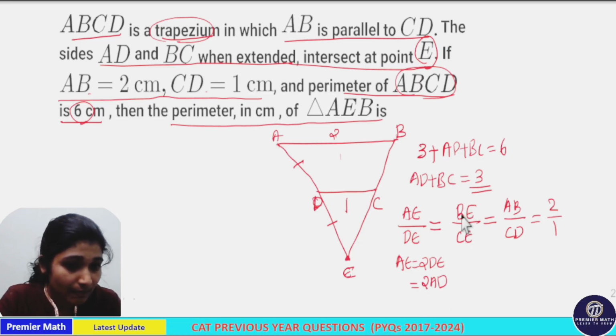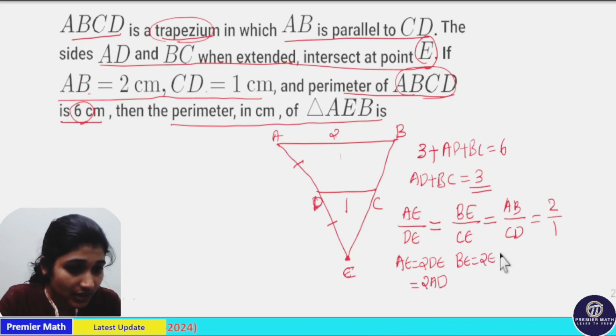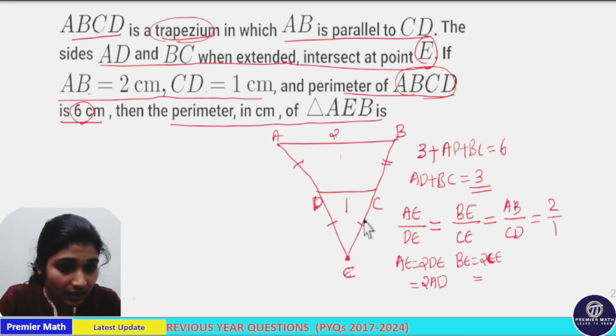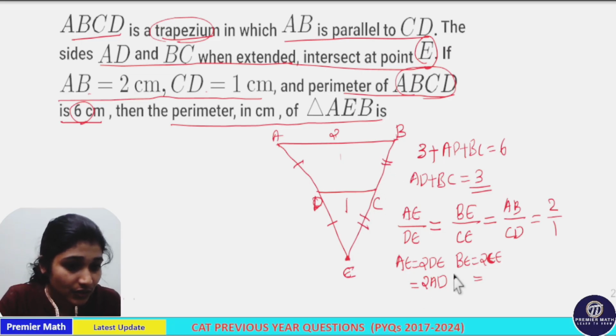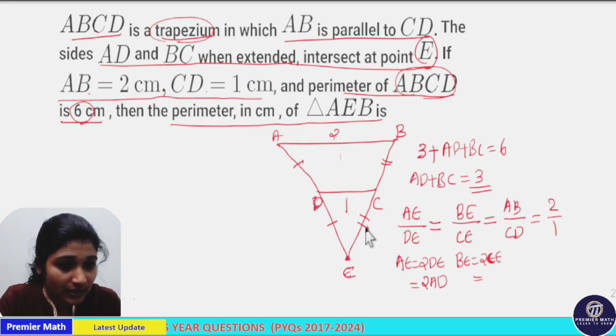In the same way, here BE is equal to 2CE. BE equal to 2CE means these two are the same length, so I can also write BE as 2BC.